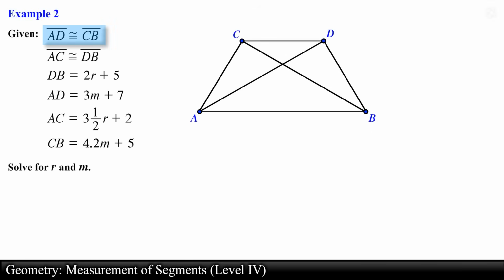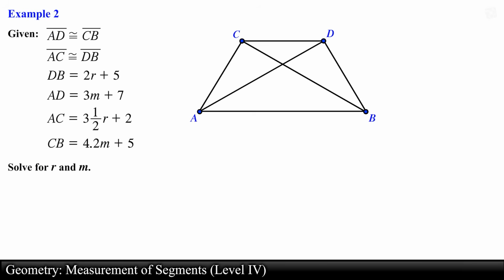Given that line segment AD is congruent to line segment CB, line segment AC is congruent to line segment DB, the length of segment DB is equal to 2r plus 5, the length of segment AD is equal to 3m plus 7, the length of segment AC is equal to 3 1/2 r plus 2, and the length of segment CB is equal to 4.2 m plus 5. Solve for the variables r and m.